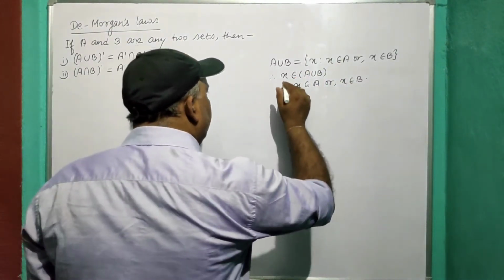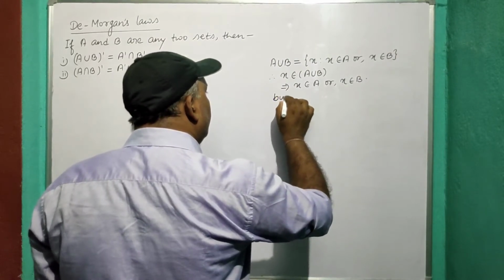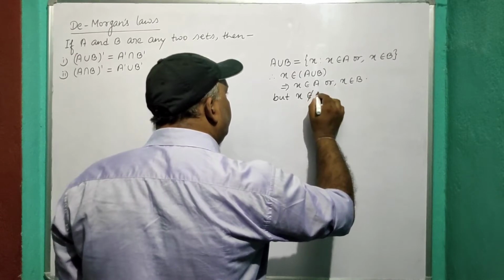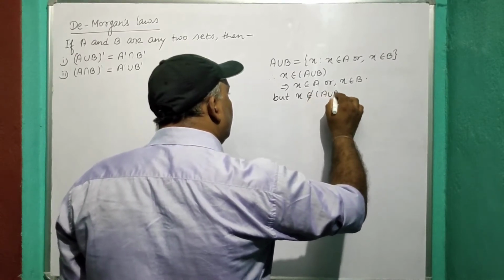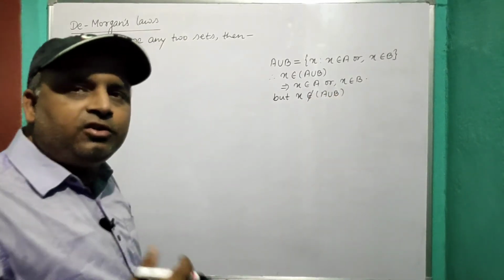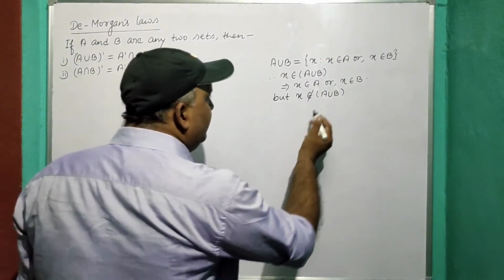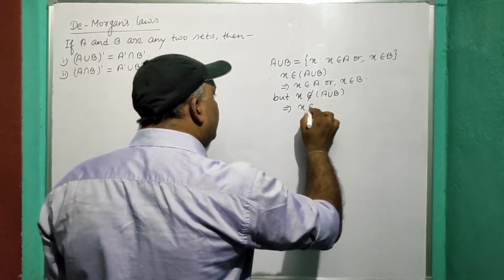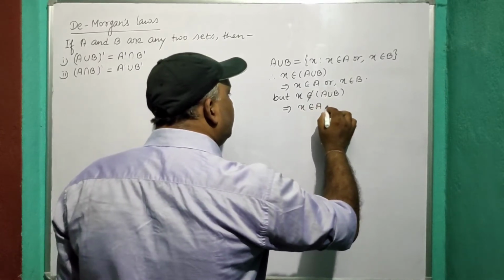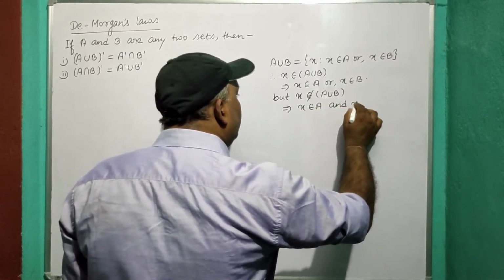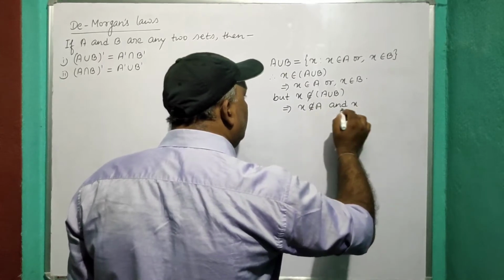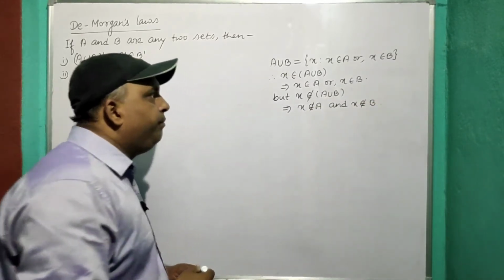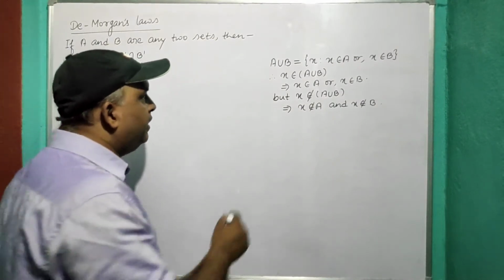But if this changes to does not belong to, okay, if you are getting x does not belong to A union B, in that case this OR gets converted into AND. यानी वहाँ पे क्या लिखोगे? x does not belong to A and x does not belong to B. तो ये चीज़ आपको याद रखना है.